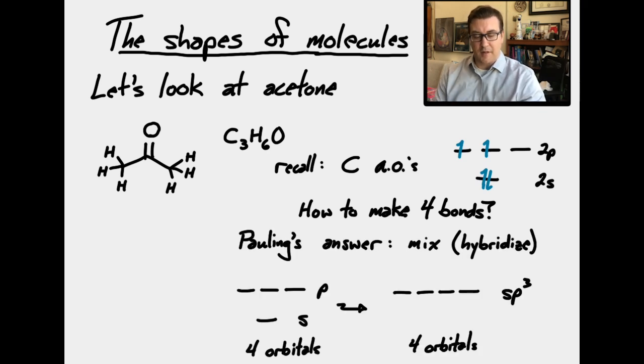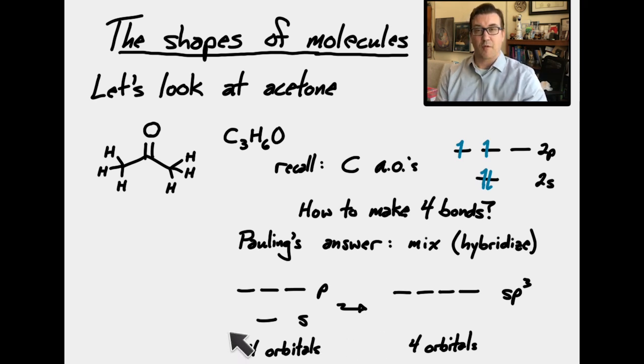Linus Pauling was a Nobel laureate in chemistry, and one of his answers to this problem was that you mix, or hybridize, the orbitals. We don't have to look at the mathematics of how these orbitals are hybridized, but roughly, if you take these shapes together, you put them into a blender, and you come out mathematically with mixtures, or hybridized orbitals.